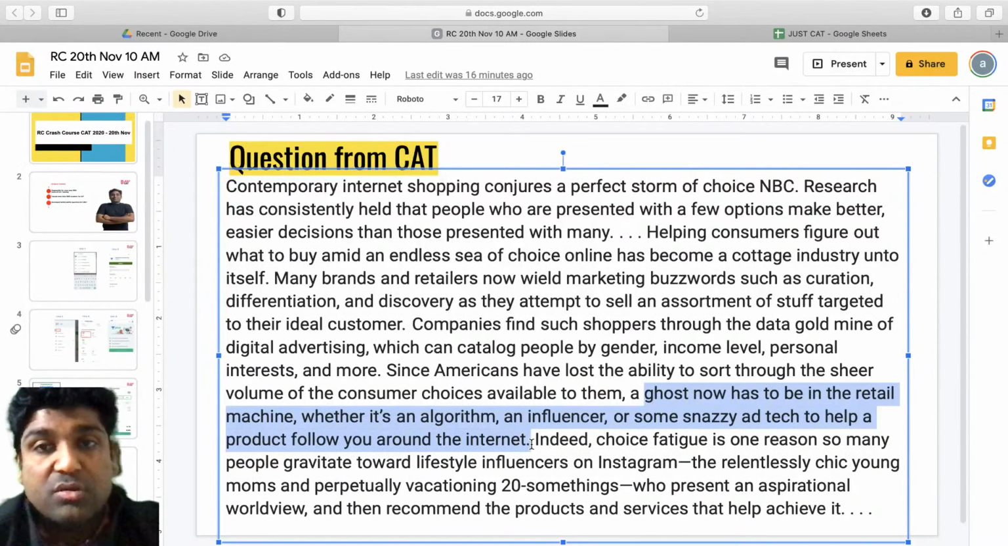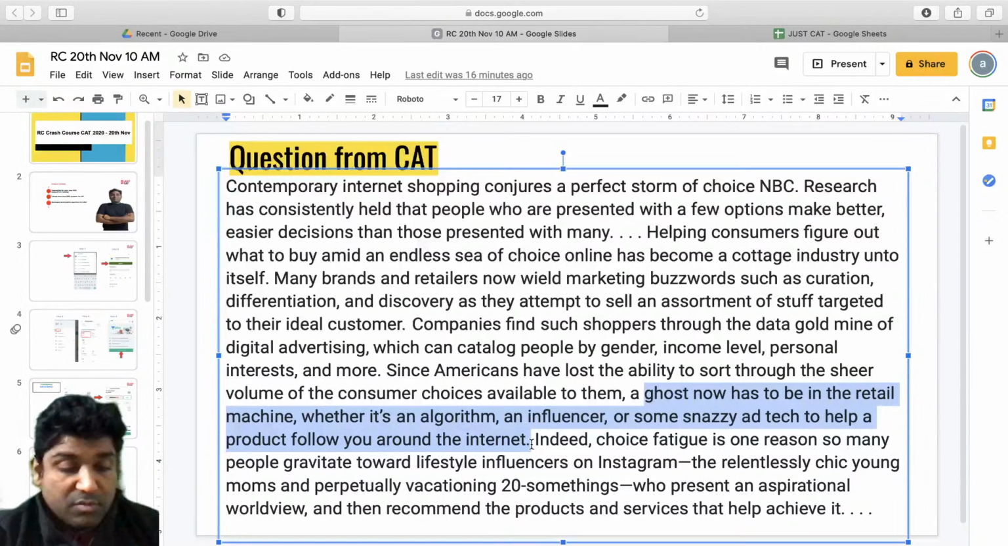So let me just turn on the video part. If there's any chat coming in, I'll be able to see it.